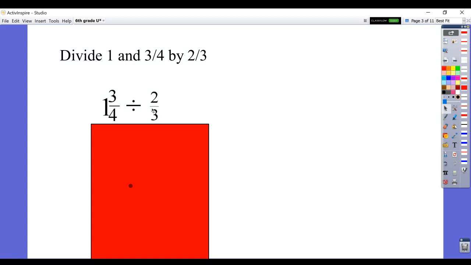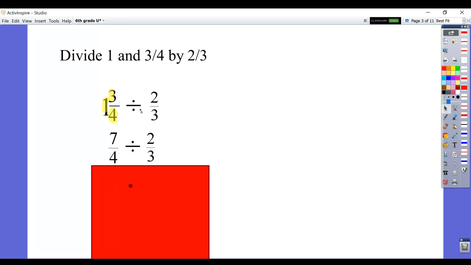Then remember, we want to change these so that they're both fractions, because right now this first one is a mixed number. So to change 1 3/4 to a fraction, we know that it is an algorithm of the denominator, 4, times the whole number 1, plus the numerator 3 over the original denominator. In other words, 4 times 1 is 4, plus 3 is 7, so we'd get 7 over 4, divided by 2/3. So now we've rewritten this as a fraction divided by a fraction.